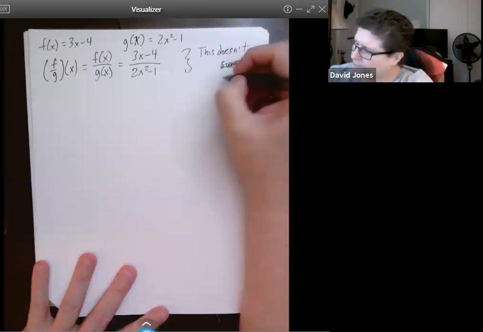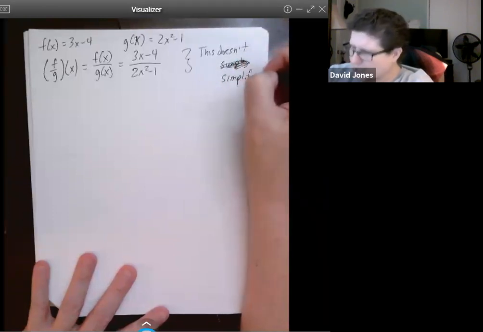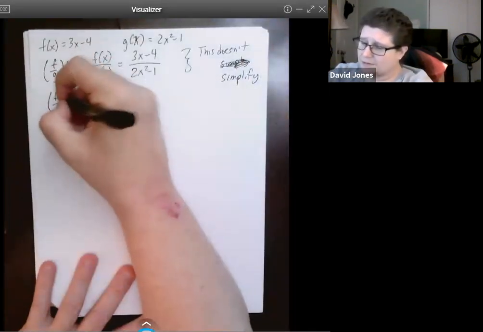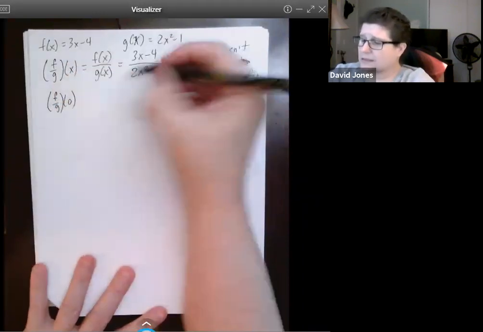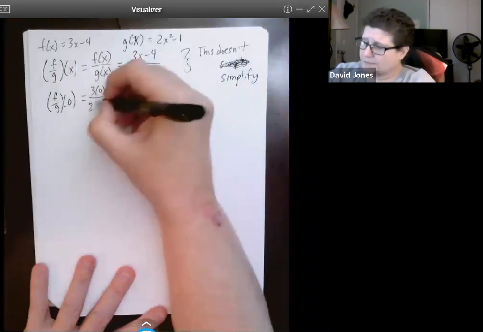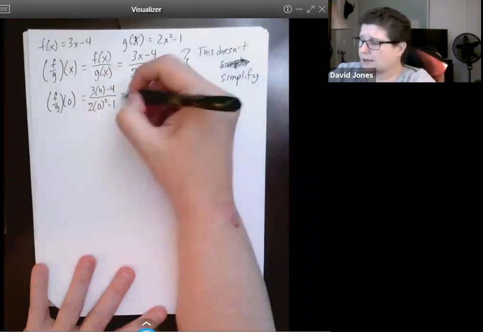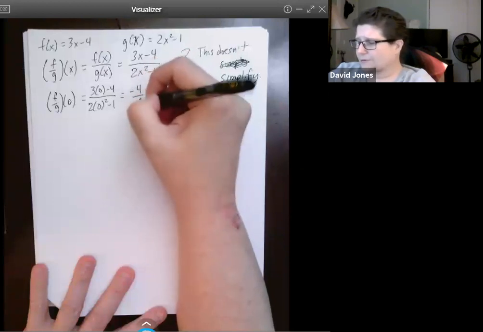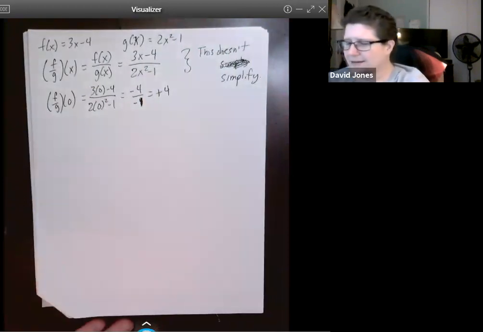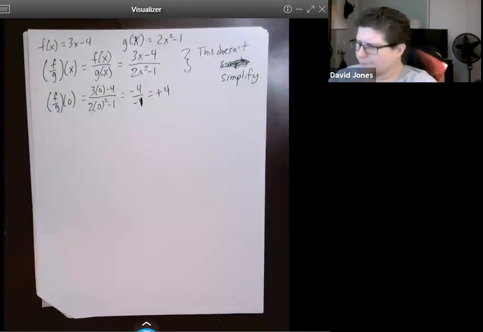So that's all it is. If I wanted f over g of 0, I got 3 times 0 minus 4 over 2 times 0 squared minus 1 is negative 4 over negative 1, which is positive 4. If it had simplified, it would have actually made plugging or evaluating in easier. So we found the domain for everything else. Now we need to find the domain here.